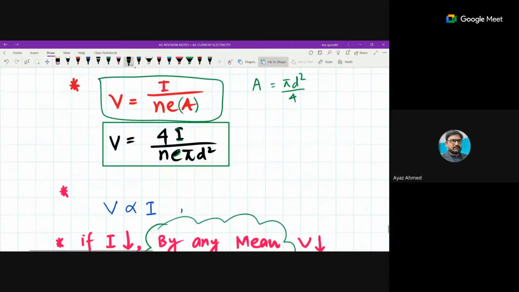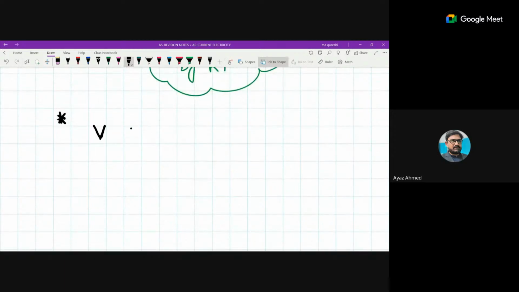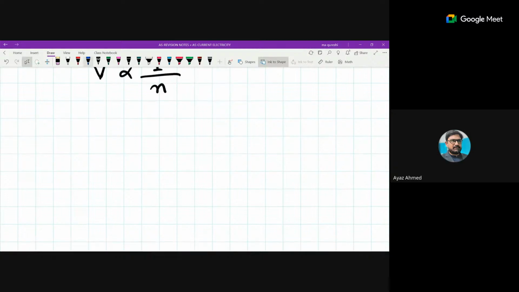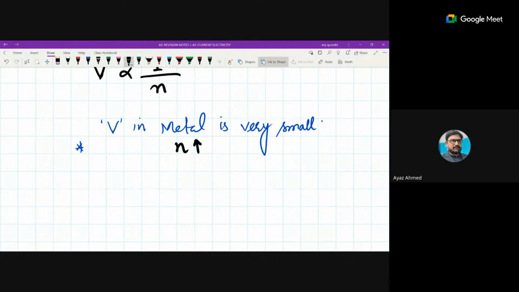Second thing, from this formula, drift velocity is inversely proportional to n, right? That relation tells you that in metals, drift velocity is insignificant. v in metals is very small. Yani, metals have very small drift velocity because of their high number density, as I told you. Because the number density in metals is high, their v drift is less.